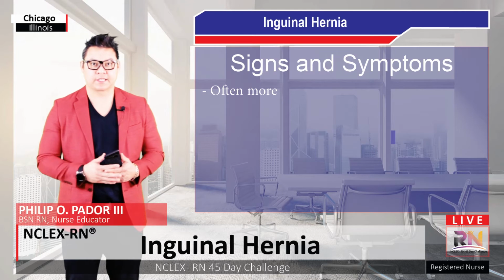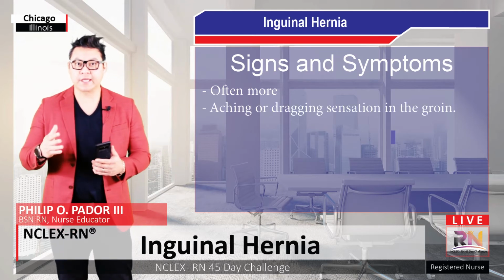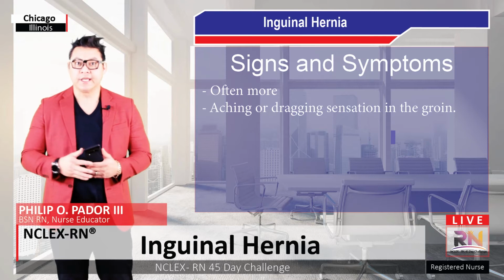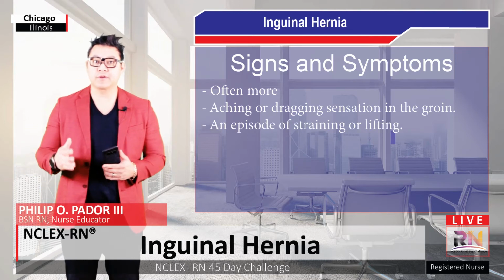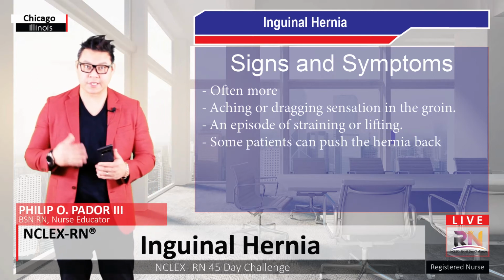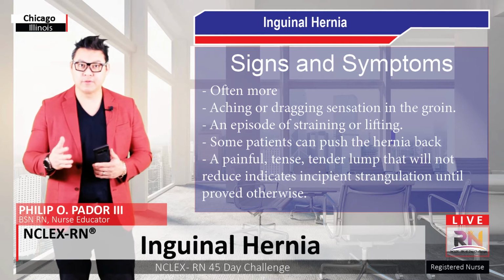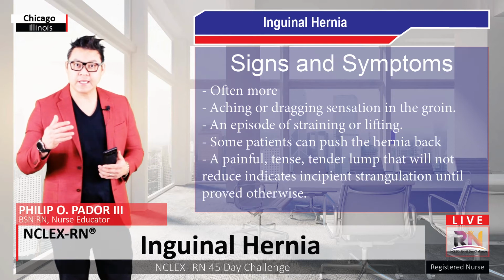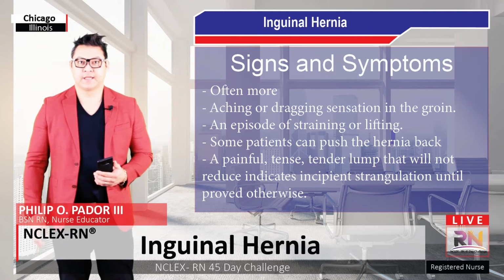Symptoms and signs: often none. Occasionally, aching or dragging sensations in the groin. Some patients relate the development of the hernia to an episode of straining or lifting. Some patients can push the hernia back. A painful, tense, tender lump that will not reduce indicates incipient strangulation until proved otherwise.